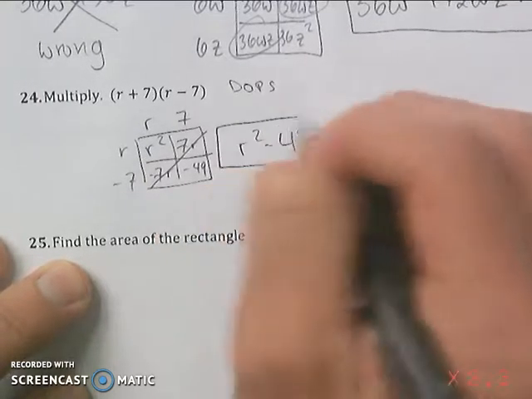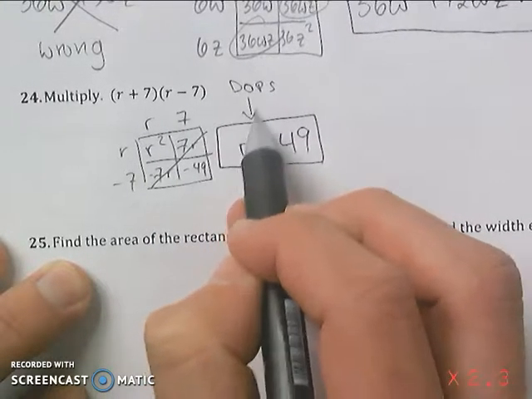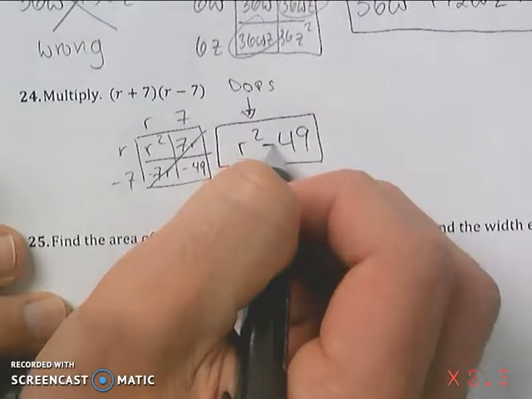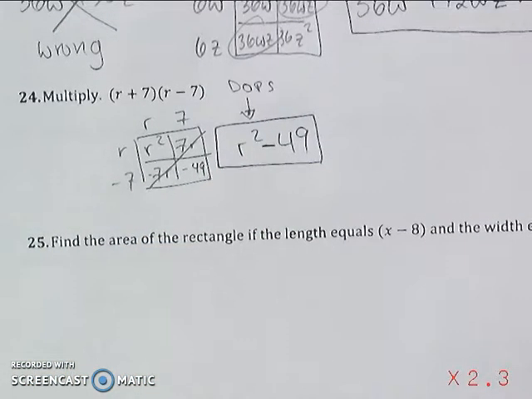The reason why I said DOPS is because this is DOPS right here. It's the difference of perfect squares. Okay, notice the difference sign is with the negative right here. They're both perfect squares. r squared and 49 are both perfect squares. So that's why we call that one DOPS.